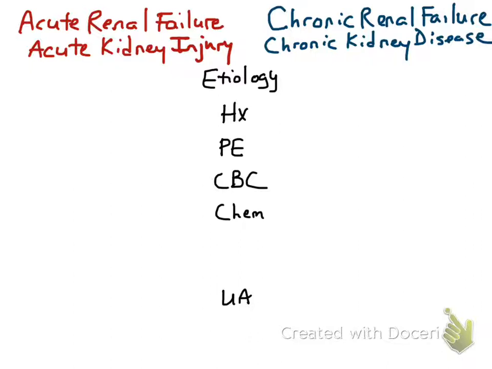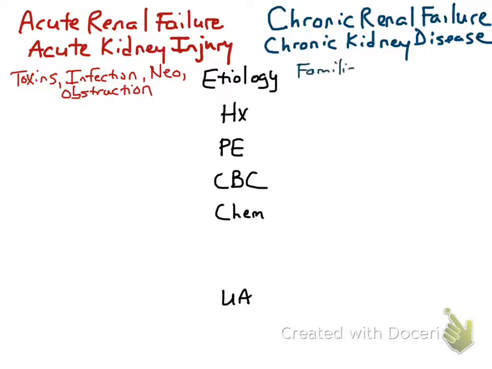The etiology for acute renal failure includes a variety of toxins, infectious agents, neoplasms, and urinary tract obstruction. And the etiology for chronic renal failure includes various familial causes. It could be a sequela of acute renal failure, but oftentimes we really don't know what the inciting cause was.